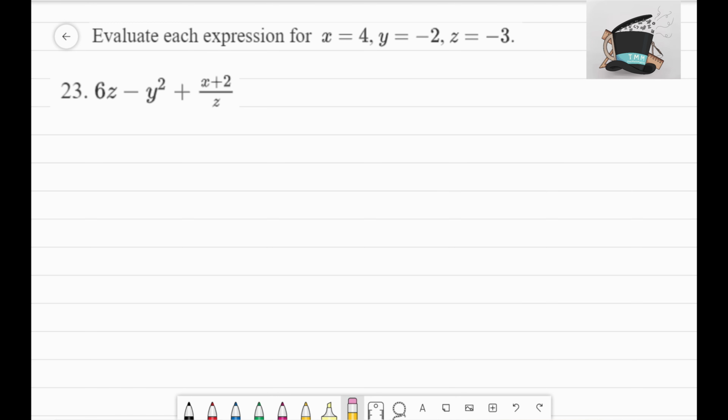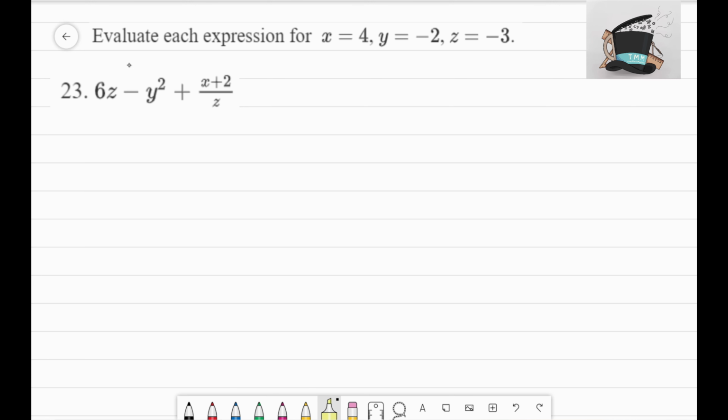In this video, I'd like to go over problem 23 from checkpoint 2 from our week 2's assignment. Now, I've included the instructions here on this page, and it says that we want to evaluate each expression for x equals 4, y equals -2, and z equals -3.